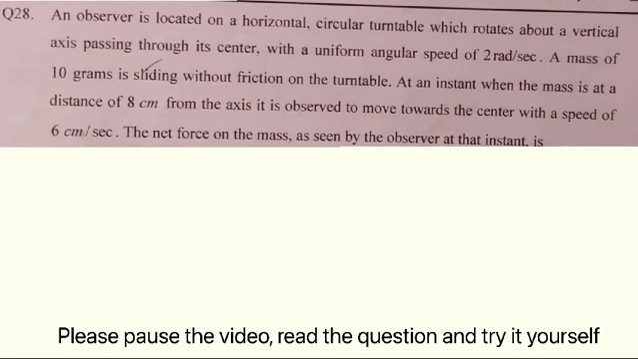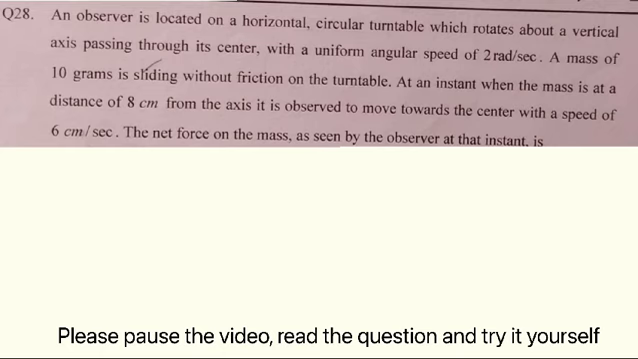Everyone, today we'll be looking at a problem that was asked in the IIT JAM Physics 2014 question paper, which focuses on rotational mechanics. Now let's read out the question. An observer is located on a horizontal circular turntable which rotates about a vertical axis passing through its center with a uniform angular speed of 2 radians per second.